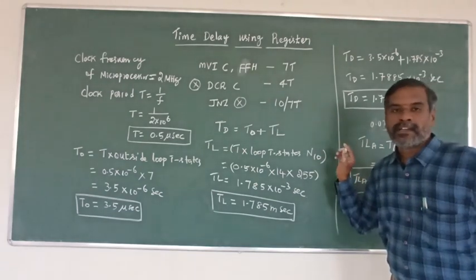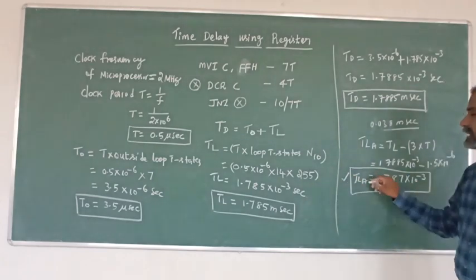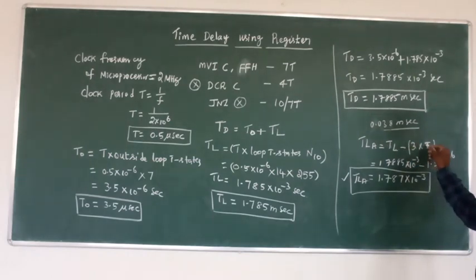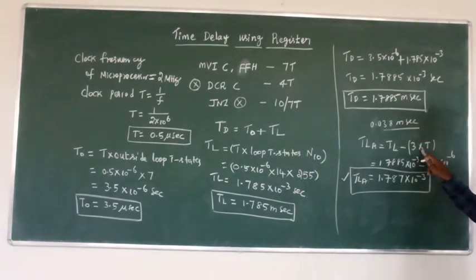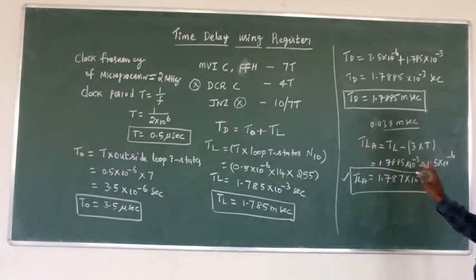So no need to calculate. If you want the exact accurate time delay, at that time we can use TLA, time delay adjustment, equal to loop time delay TL minus the difference in T states, 3 into the time period. TL value, this one, minus 3 into time period 0.5. Now multiply these two. We can get 1.5 microseconds. Now subtract these two, we can get 1.787 milliseconds. Only a minute difference. Okay?